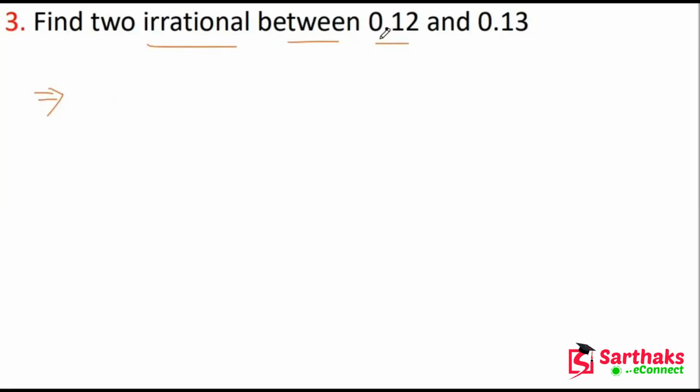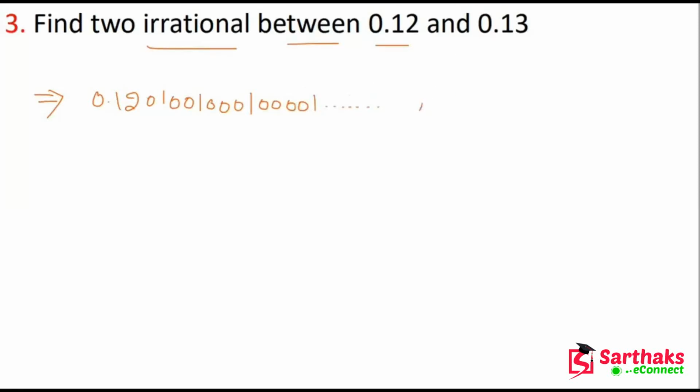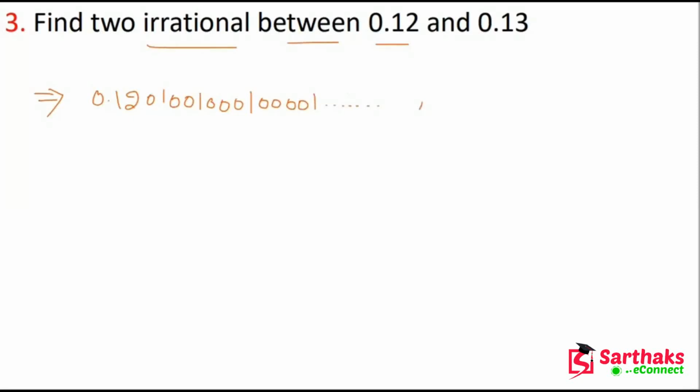Now, between the two numbers 0.12 and 0.13, we can write the first number as 0.12010000... and so on, with the pattern 0 1 0 0 repeating, four times 0 1 and so on. Okay, this is the first number.